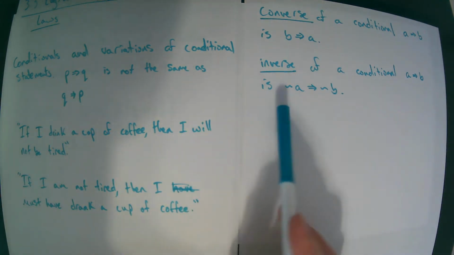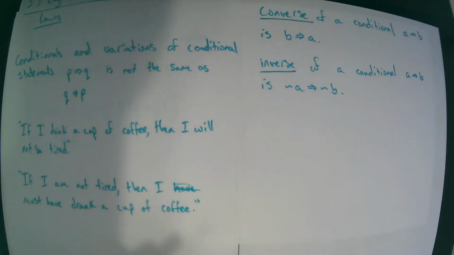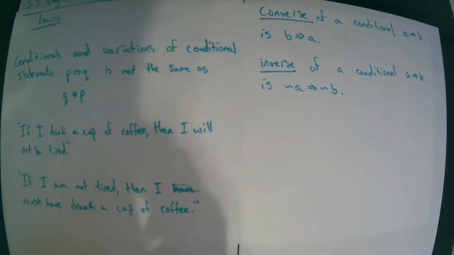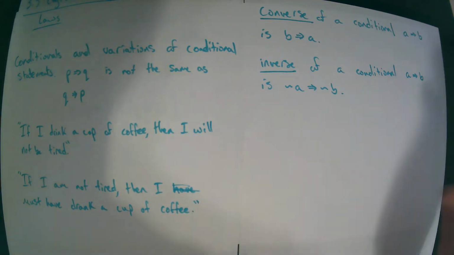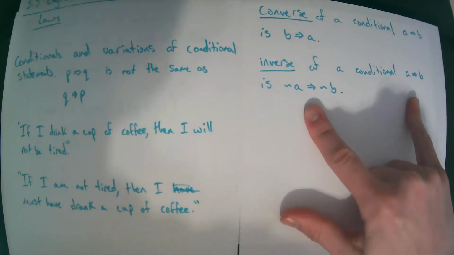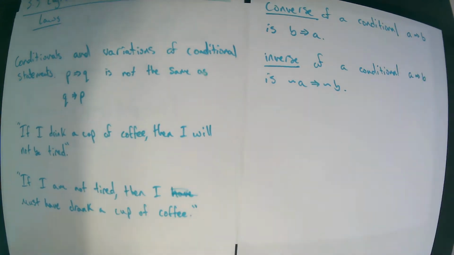So basically you keep them in the same order, but you negate each one. And if you have a double negative, then they cancel out. And they're not logically equivalent, they're not the same statements, they're not going to yield the same truth values. Okay.